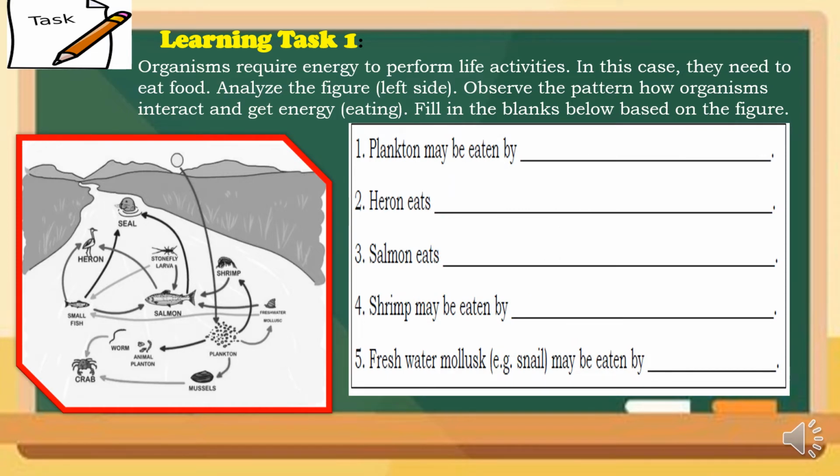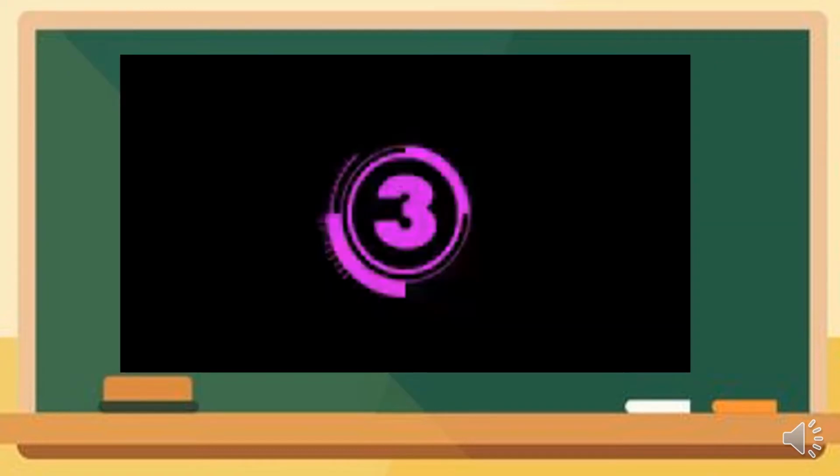So we have for number 1, plankton may be eaten by blank. Number 2, heron eats blank. Number 3, salmon eats blank. Number 4, shrimp may be eaten by blank. And number 5, freshwater mollusk, for example snail, may be eaten by blank. I will give you time to answer this.